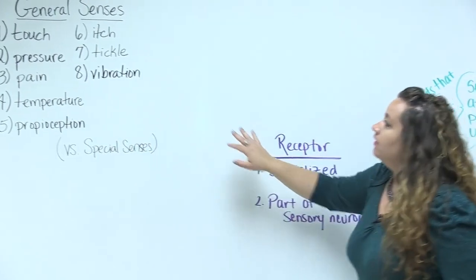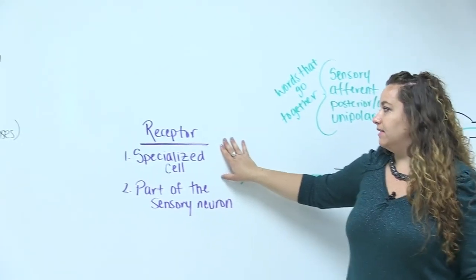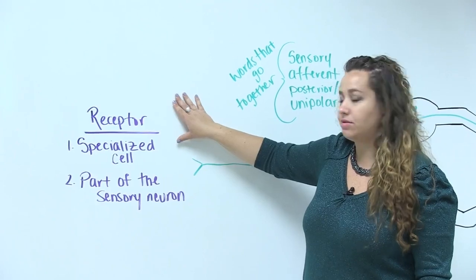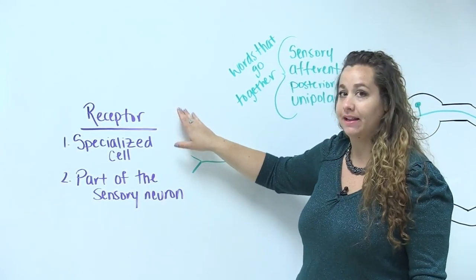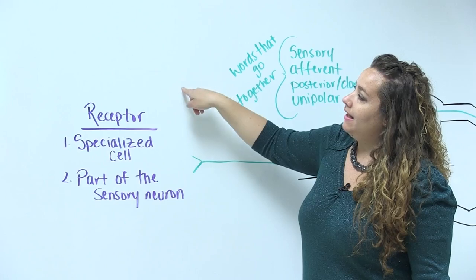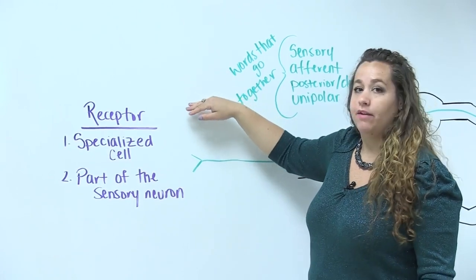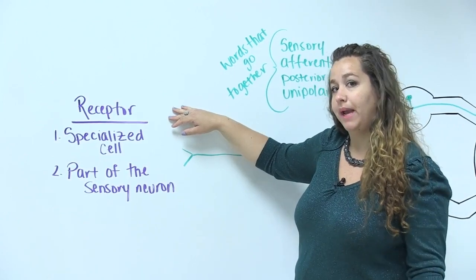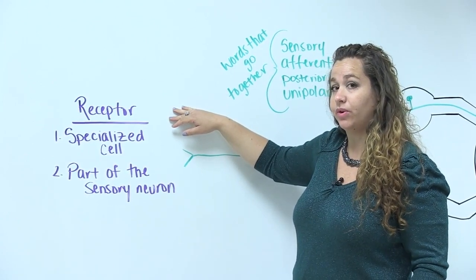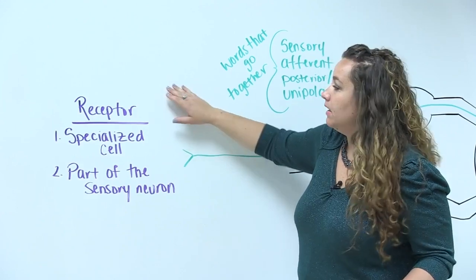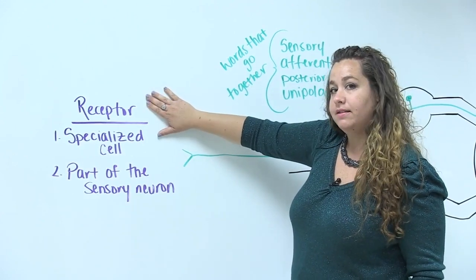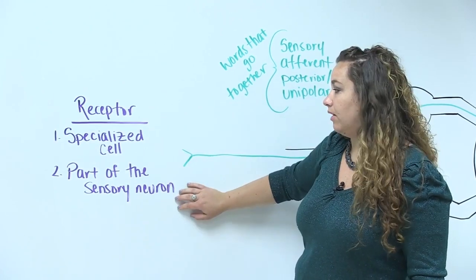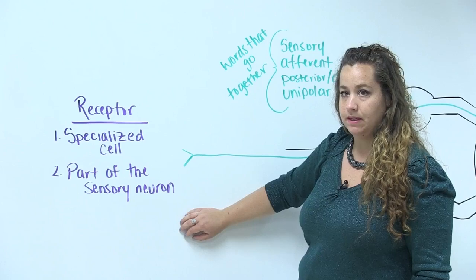Okay? So in talking about general senses, the first step of sensation is activating a receptor. Each receptor is for a specific modality. Okay? Modality is each of the general senses that we have previously listed. So you have a receptor for temperature, you have a receptor for pain, which is different than the receptors for proprioception, etc. These receptors come in two varieties. They are either specialized cells on their own, or they are part of the sensory neuron. So two different types. Okay?